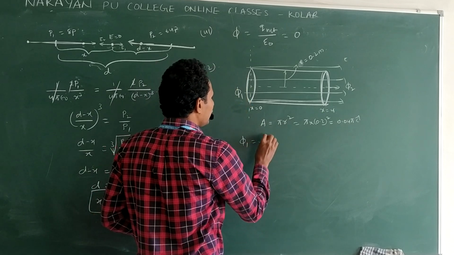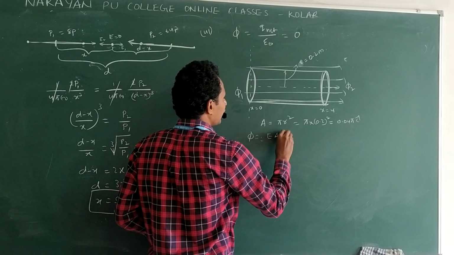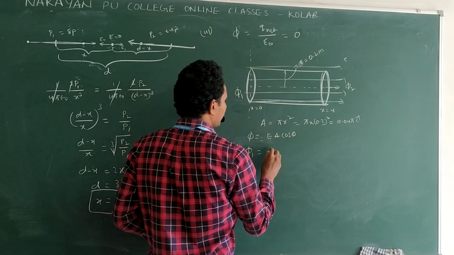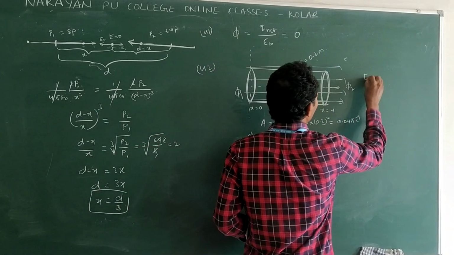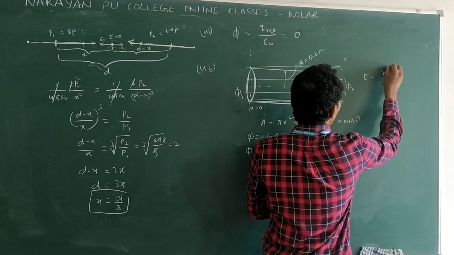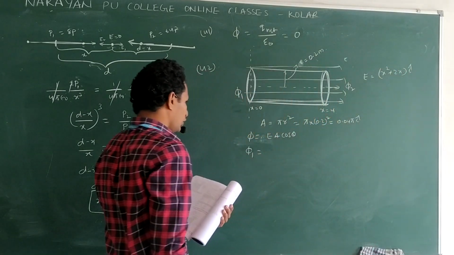Delta E, general formula, phi is equal to EA cos theta. So first phi 1. Clear? What is the E value at this point? According to the question, E is equal to x square plus 2x I cap.